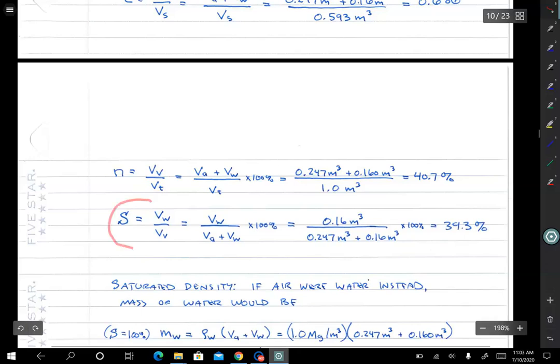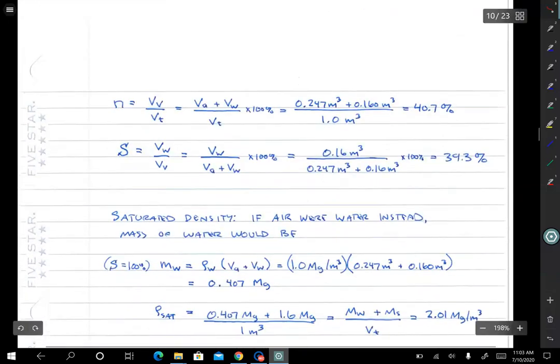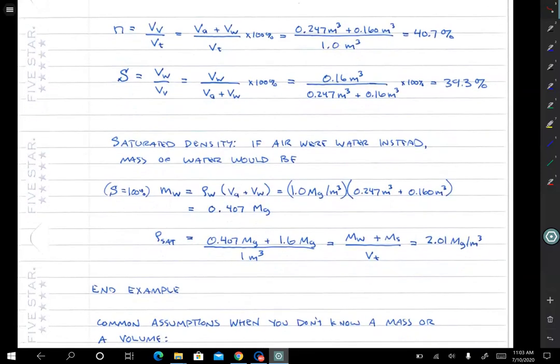Then degree of saturation is the volume of water divided by the volume of voids, and you get these equations here just by plugging everything in, and you get 39.3% degree of saturation. It's pretty reasonable. If you get something that's lower than 0 or bigger than 100%, you've got a mistake, right? So it has to be between those two. All right, and then the saturated unit weight.